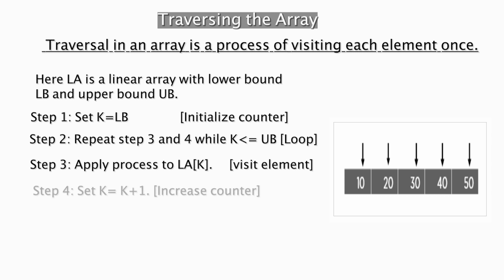Now, step number 4. When you read the value of the first node like 10, you update the pointer. Update the pointer with the help of set k equal to k plus 1.